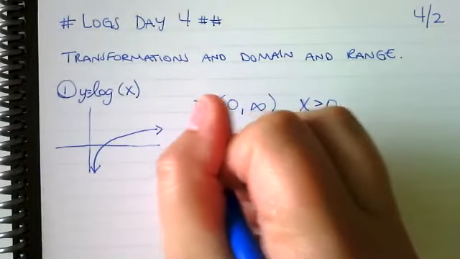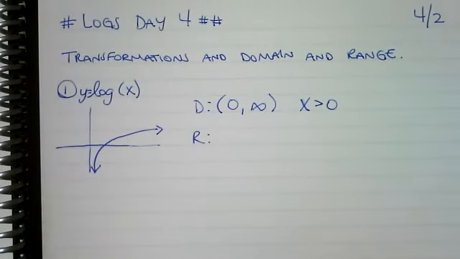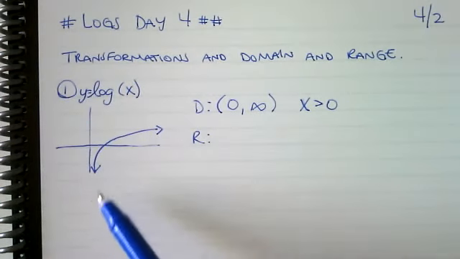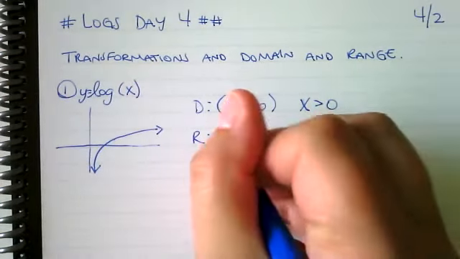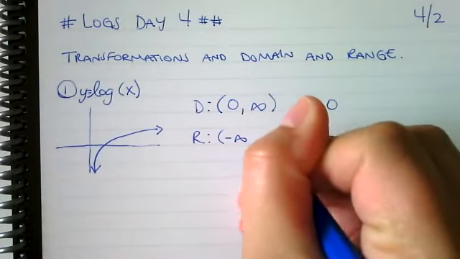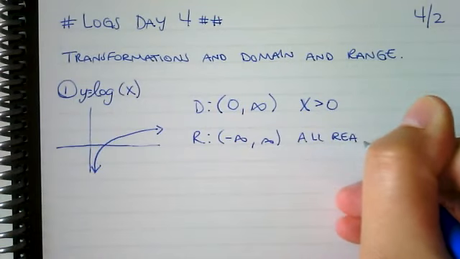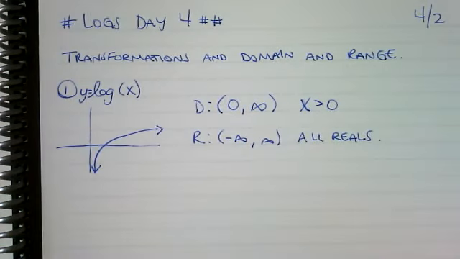So now for the range, our range here is our y values. For our range, you can go all the way down, you can go all the way up. So it's just going to be from negative infinity to positive infinity, or we can say all reals. Okay, so this is what we're basing all of the rest of our transformations off of, this domain and range.